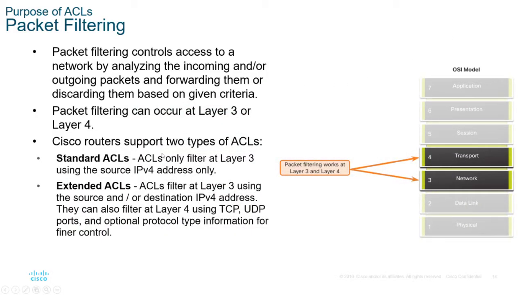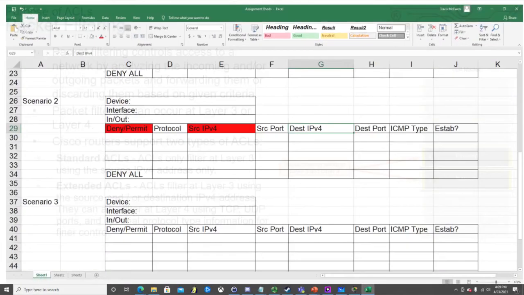So that's it with standard ACLs. We can only say we're permitting or denying a certain source IP address, whether it's a single IPv4 address or a network address. So very limited in what we can do. Extended ACLs, however, have a lot more granularity, and we can do a lot more.